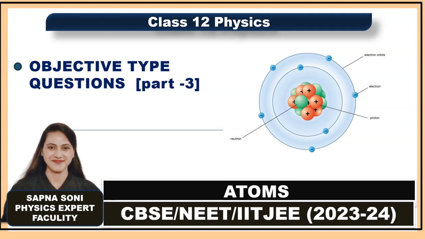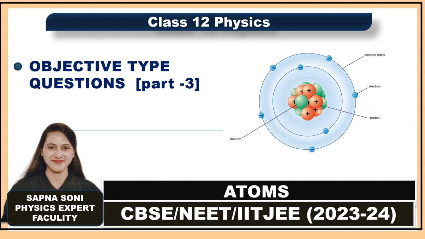Hello everyone. So now we are going to start objective type question part 3 for class 12 physics. Chapter name is atom. This topic is important for the CBSE NEET as well as for the IIT JEE examination. So let's begin this topic.